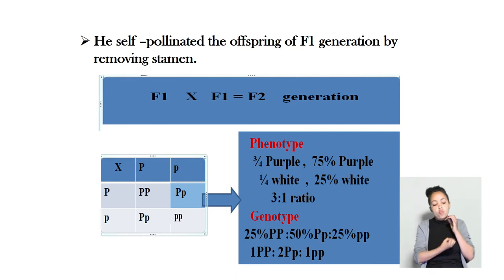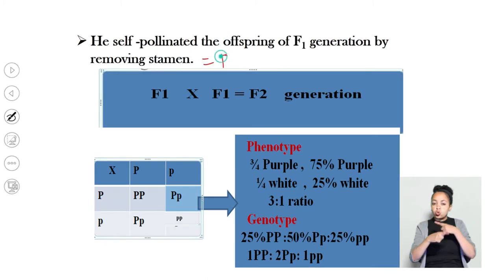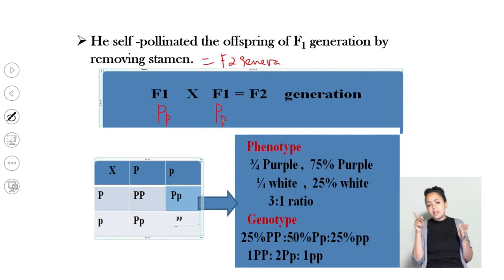He self-pollinates the offspring of the F1 generation by removing the stamen, to obtain the F2 generation. The F1 generation is all capital P small p, and again F1 of another, capital P small p. Finally, he wanted to deduce the phenotype and the genotype of this cross in the F2 generation, whether he obtained the characters he started with, homozygous purple and homozygous white. Then, he segregates.